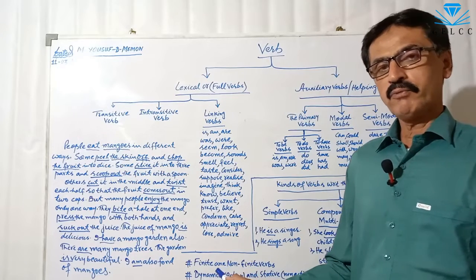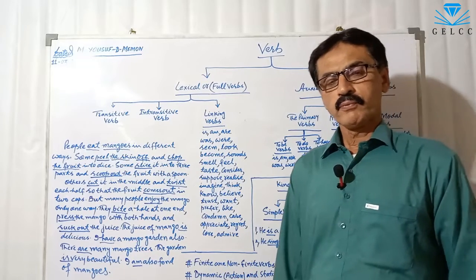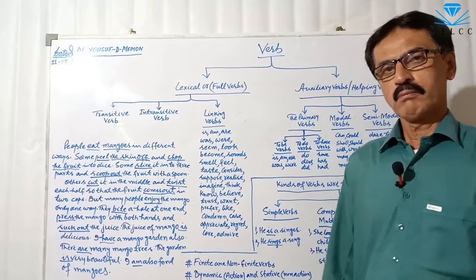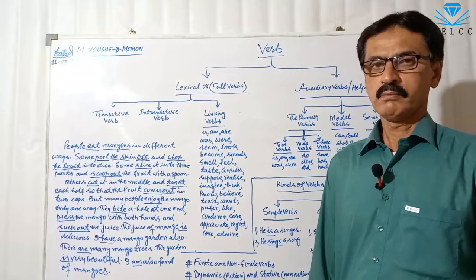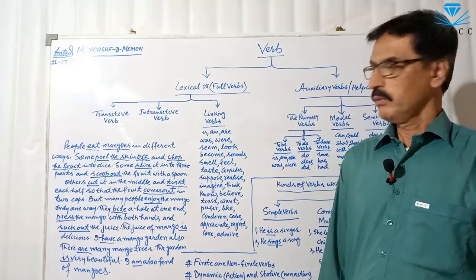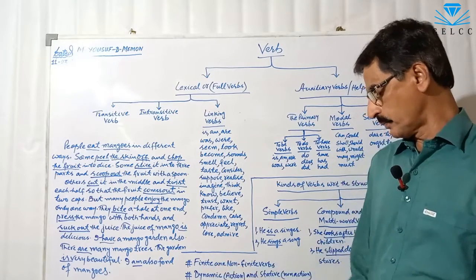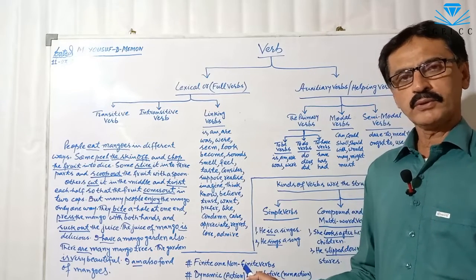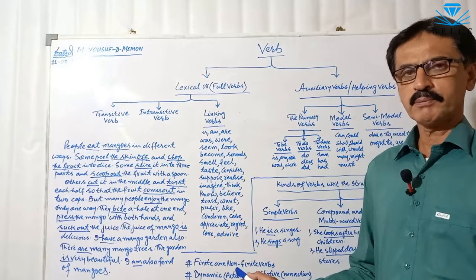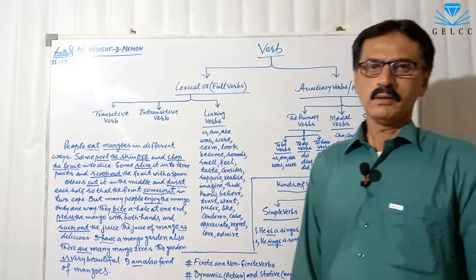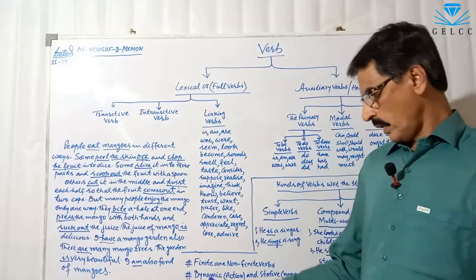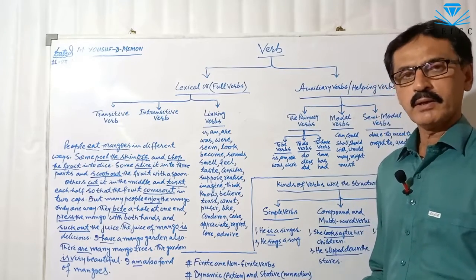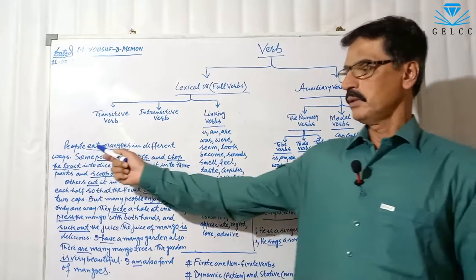Finite verbs are the verbs which agree in number and gender with the subject. They are called finite verbs. And non-finite verbs are those which do not agree with the subject in number and gender. And dynamic action verbs, stative or non-action verbs. Eat, it is an action verb.